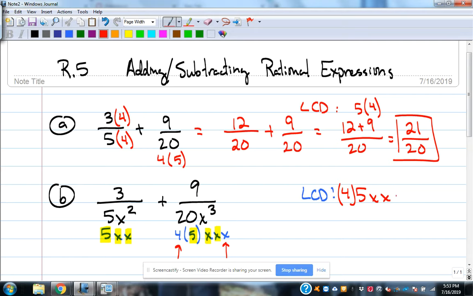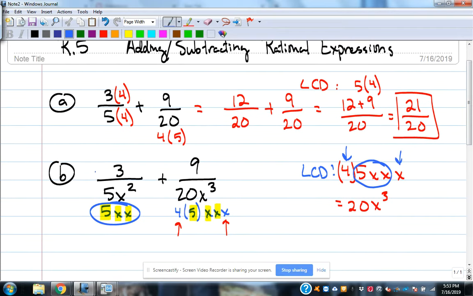And then I'm going to have another x out of that. So my common denominator is going to end up being 20x to the third. What I need to look at then is say, okay, this fraction had 5 and 2 x's. So what does it need? It needs a 4 and another x. So I need to multiply this times 4x on top and bottom.